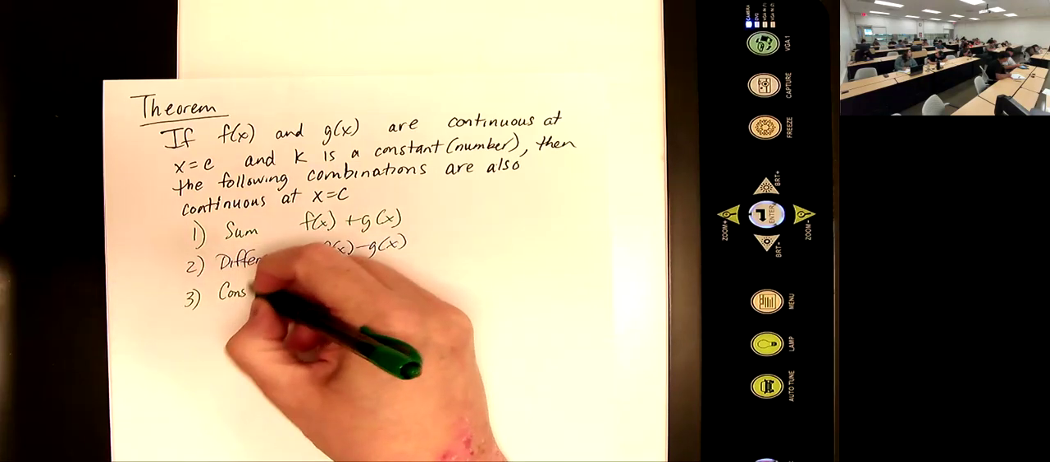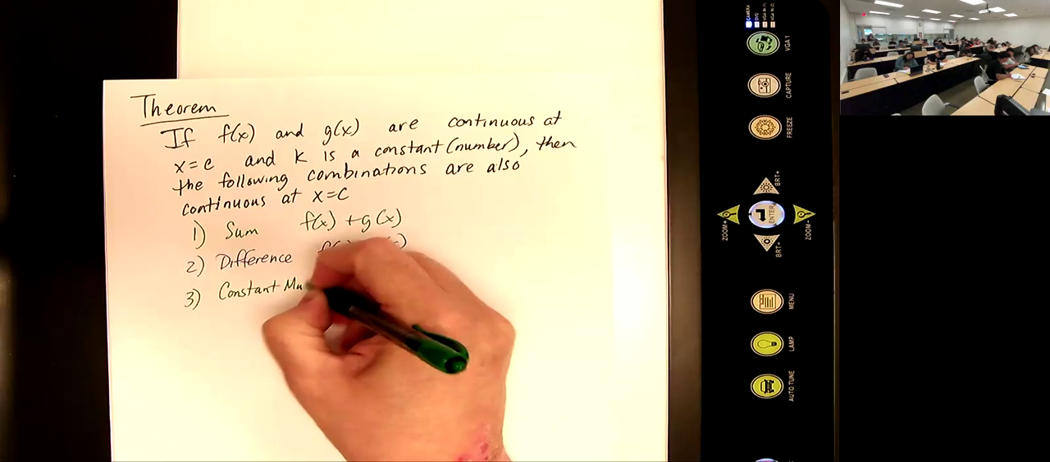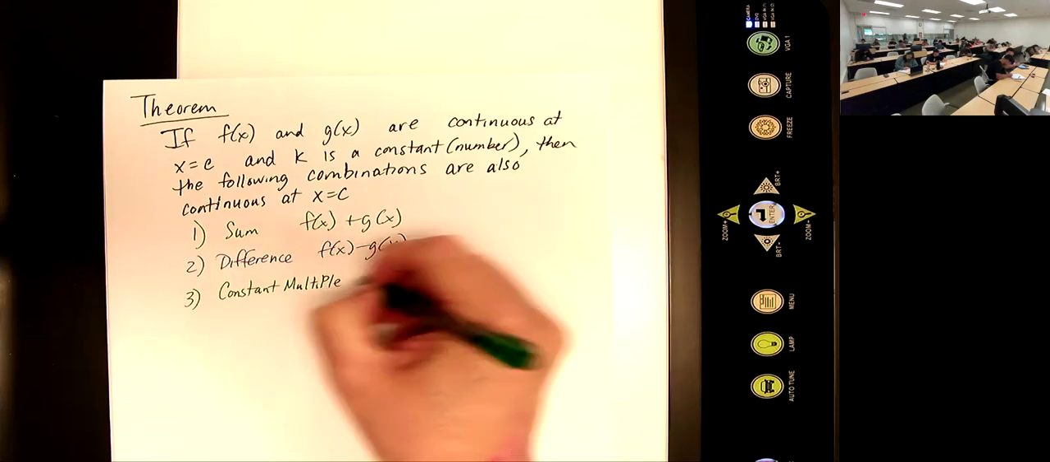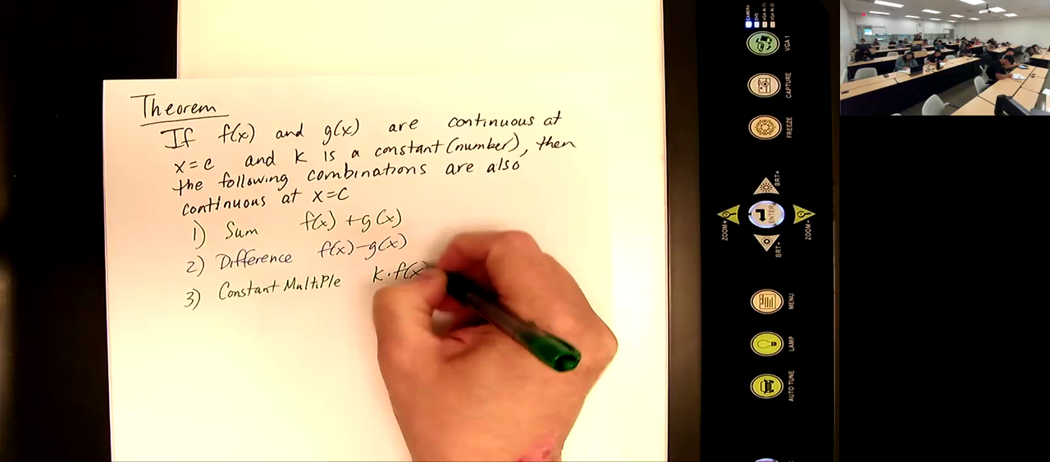Constant multiple: k times f of x is continuous.